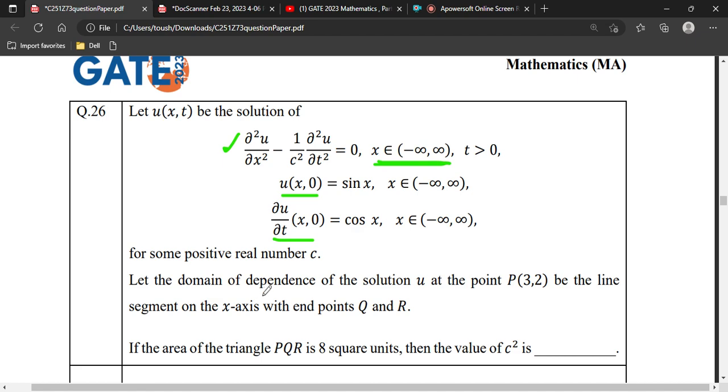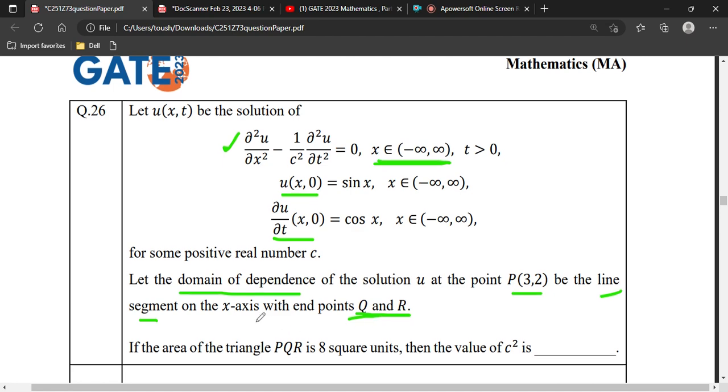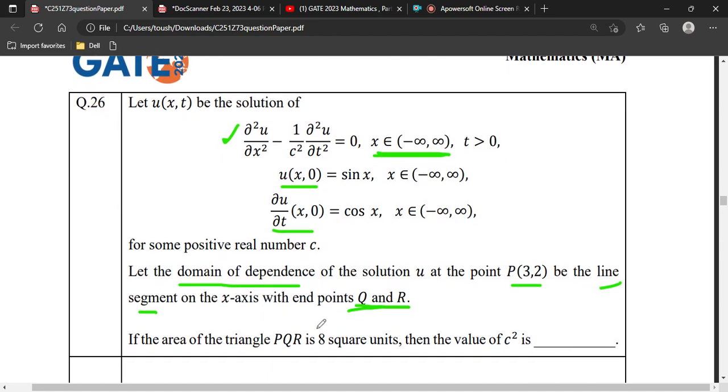Now they are asking what is the domain of dependence. If the domain of dependence of u at the point P is the line segment on the x-axis with endpoints Q and R, so they have already given the definition of domain of dependence. Now they are saying that if the triangle PQR is 80 square units, then what is the value of c square? Before doing the question, let us take a little introduction about the domain of dependence.